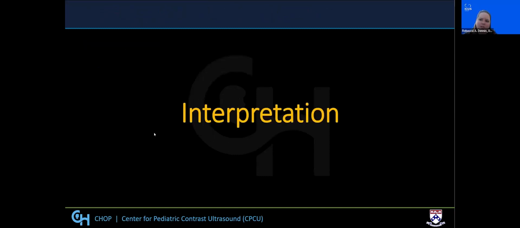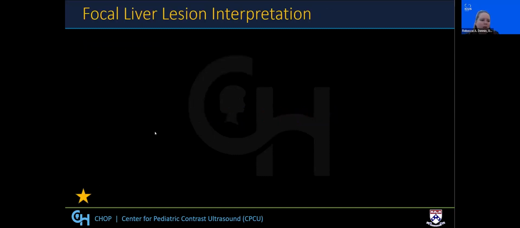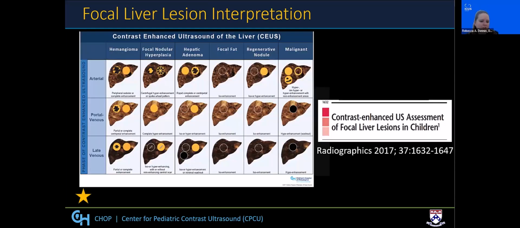Next, we're going to go over interpretation. So for focal liver lesion interpretation, this is a chart from a RadioGraphics article going over the focal liver lesions in children. And this is a really good reference because it goes over common diagnoses and what to expect on each phase of contrast. What's really important is to compare the lesion to the hepatic parenchyma at the same level. You don't want to compare to the hepatic parenchyma deep or superficial to it. It needs to be at the same level to compare directly for each phase.